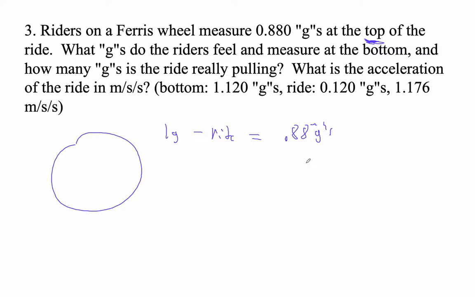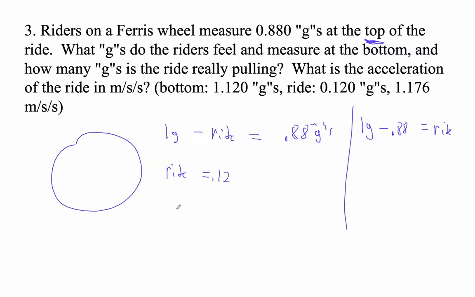So how do you math that? I guess the ride has to be 0.12, right? Okay, so the ride is 0.12. So how did I figure that out? I guess what you do is you go 1g minus 0.88 is the ride, right? 1g minus 0.88 is what the ride is doing, right? So I added the ride to both sides. I subtracted 0.88 from both sides.